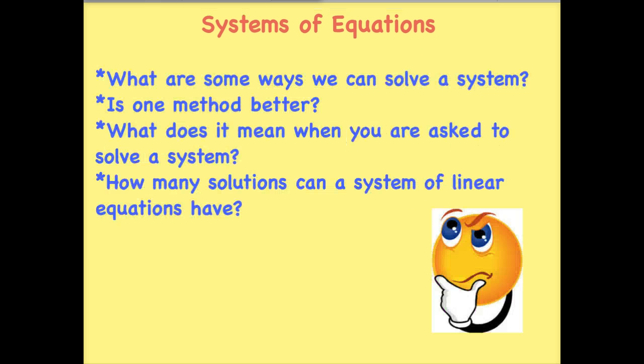So now we've come to the end of our review of systems of equations. Now, what are some of the ways we can solve a system? We know that we can solve by substitution, by elimination, graphically as well. Is one method better than the other? It depends on what you're given. What does it mean when you're asked to solve a system? It means we need to find the points of intersection. And we've also answered the question how many solutions a system of linear equations can have.